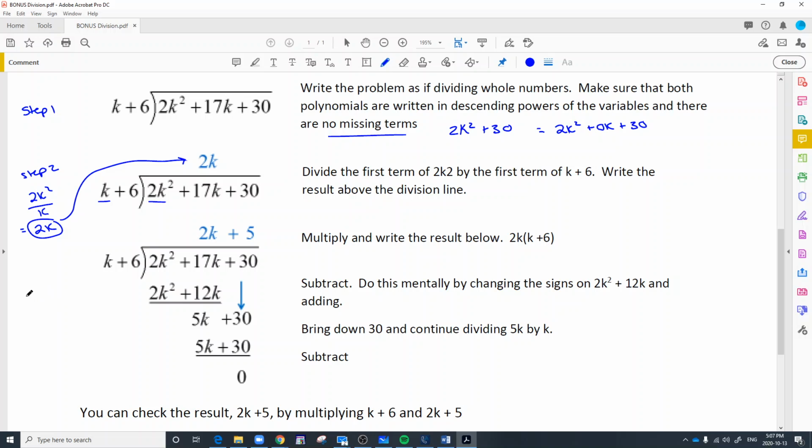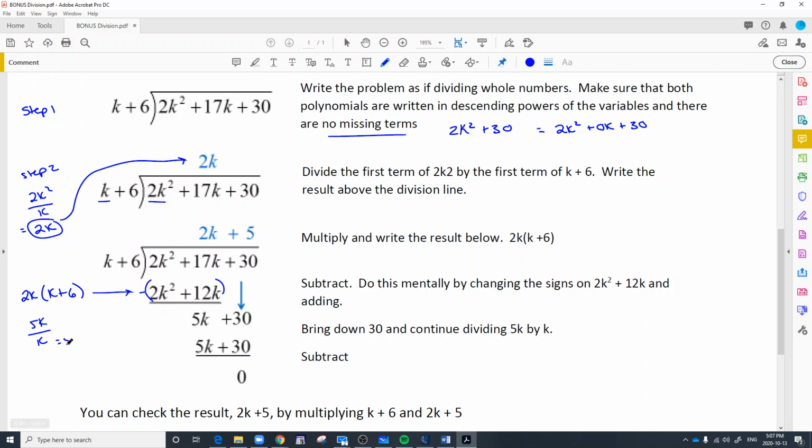Then you're going to take that 2k and multiply it by the divisor. So you multiply that 2k by the k plus 6 to get this line here. That gives us 2k squared plus 12k, and then we're going to subtract. So 2k squared minus 2k squared goes away, and the whole point of this is that you get rid of a term at a time. And then 17k minus 12k is 5k. So now you need more to go into, so now we bring down the 30. Then you repeat the process. You say 5k divided by k, so you take the first term of your new dividend and divide it by the divisor, and you get 5.